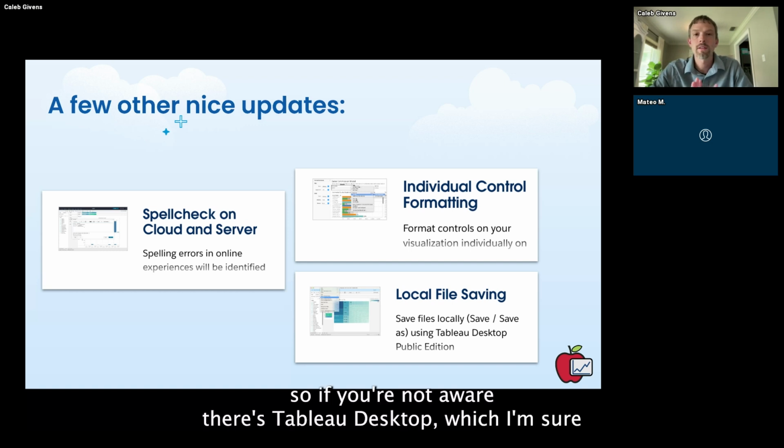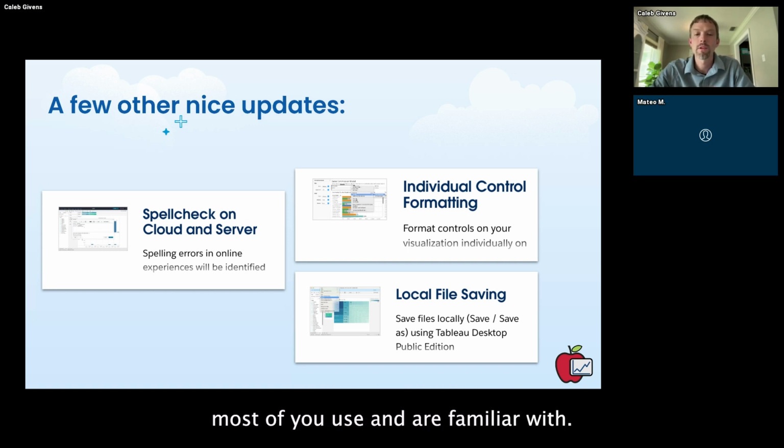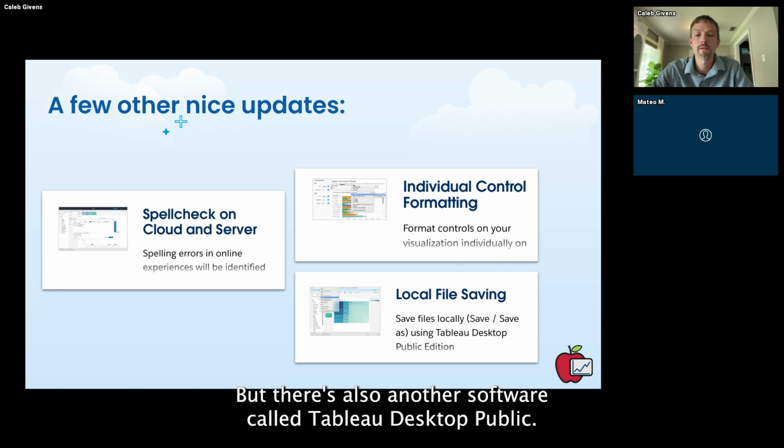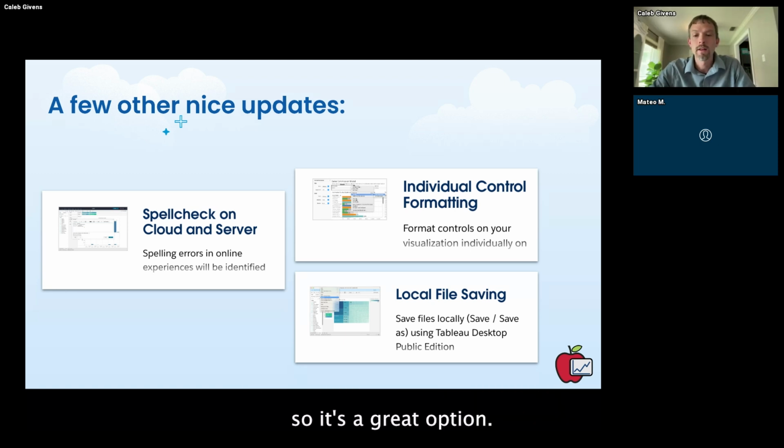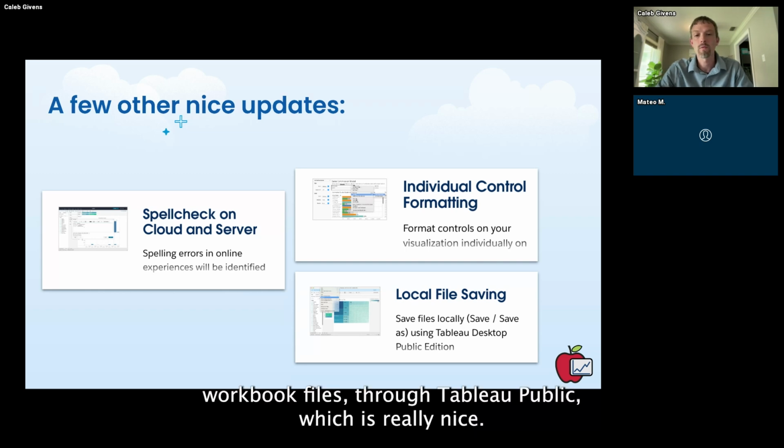So if you're not aware, there's Tableau Desktop, which I'm sure most of you use and are familiar with, but there's also another software called Tableau Desktop Public. It's free. You do not have to have a license to use it. So it's a great option. And now you can locally save your Tableau workbook files through Tableau Public, which is really nice.